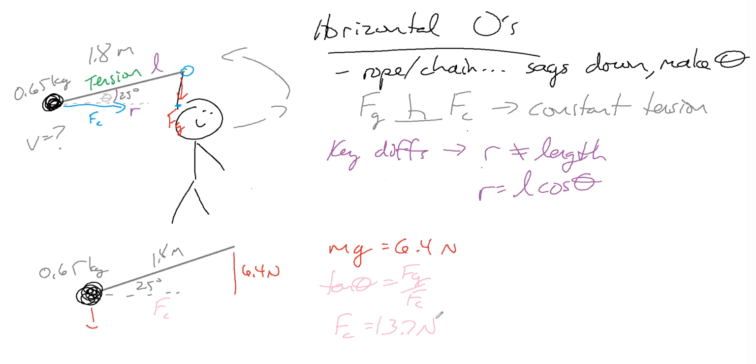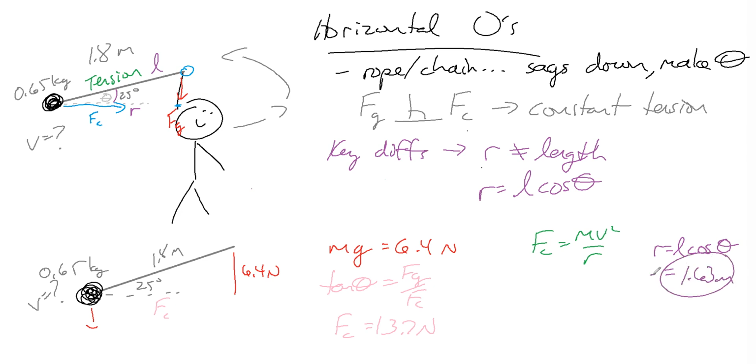Okay. So I'm looking for the speed of the object. If I want the speed, I need FC equals mv squared over r. Well, I've got the mass, I've got the FC, and v is what I'm looking for. I'm just missing the radius. That's not too bad because I know the length and I know the angle. So of course the radius would be L cos theta. So it's not going to be the 1.8. It's going to be a little bit shorter, not a whole lot, and that's like 1.63 meters.